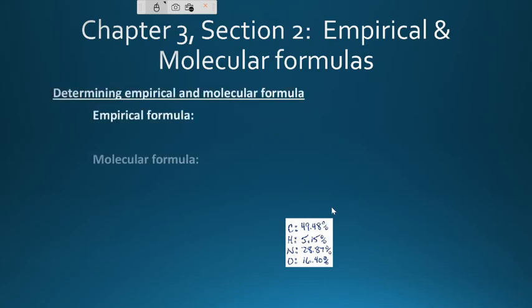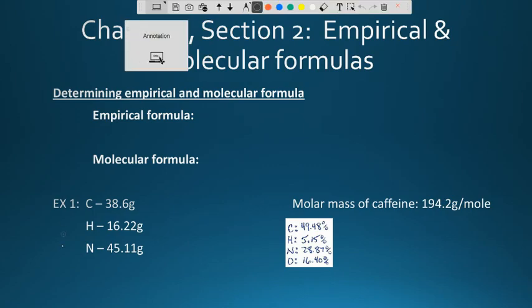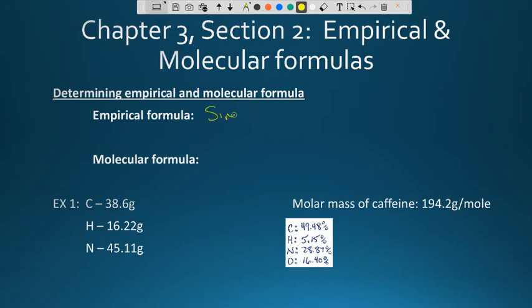Okay, so what we do with those numbers is we develop what's called an empirical formula first, and then from there we develop a molecular formula. So let me talk about the differences between those first. An empirical formula is what the compound would be in identity in its simplest form, and that's key. That's going to be our first step of things.